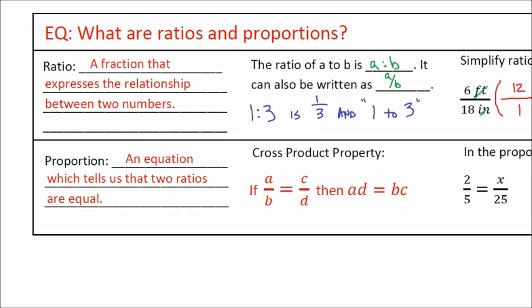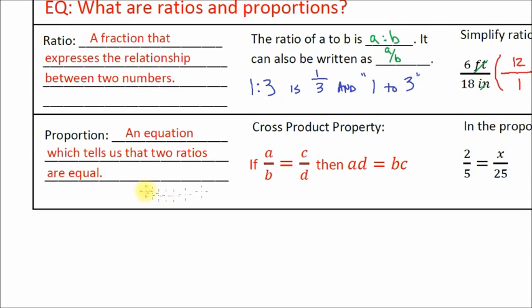What is a proportion? A proportion is an equation which tells us that two ratios are equal. And here's an example of that under this title, cross product property. You're going to go ahead and write this equation. Take a look at this first part: A over B equals C over D. That's a proportion, an equation which tells us that this ratio is equal to this ratio.